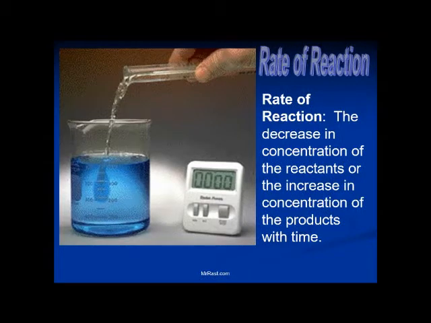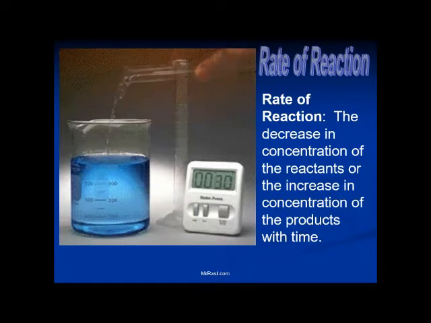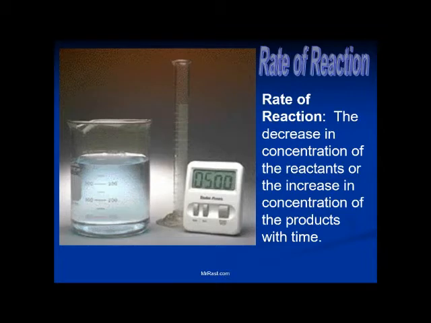Pouring bleach into a beaker of water and blue food dye converts the dye molecules into a colorless form. The timer indicates the progression of the reaction. If we plot the concentration of dye molecules at various times over the course of the reaction, we can determine the rate of the reaction.